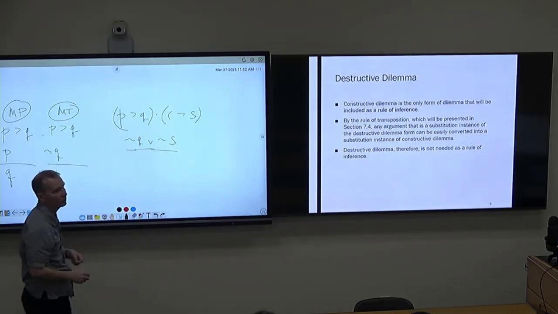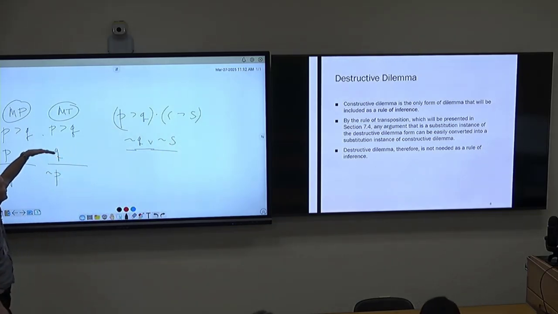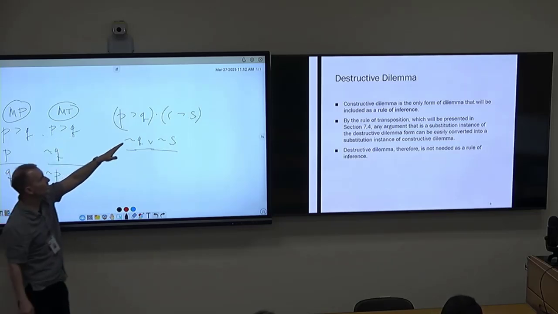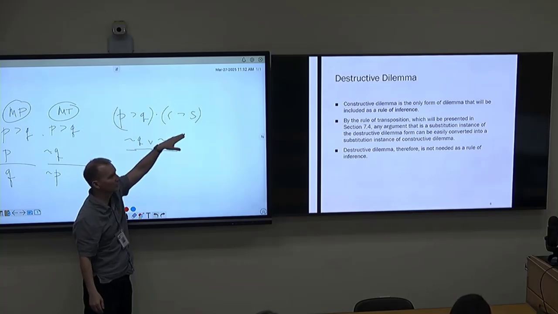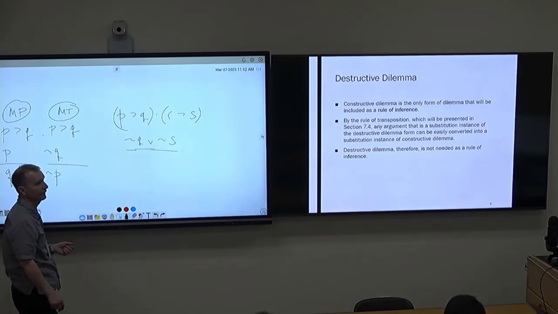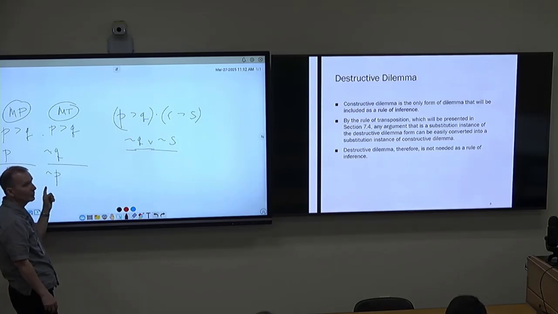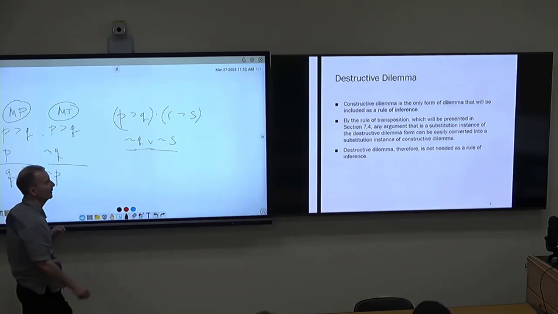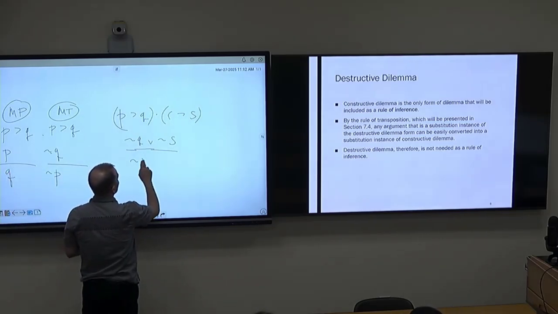Okay. So you negate, because you see that here you are negating your first consequent and your second consequent, and that would then lead to what? Not P or not R. Because again, you have a negation there, right?